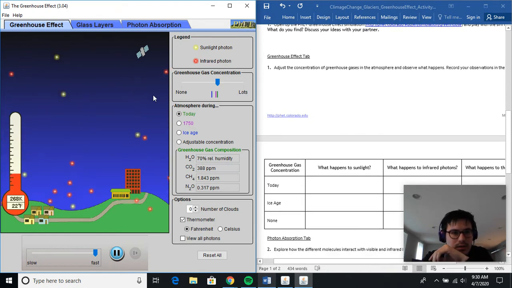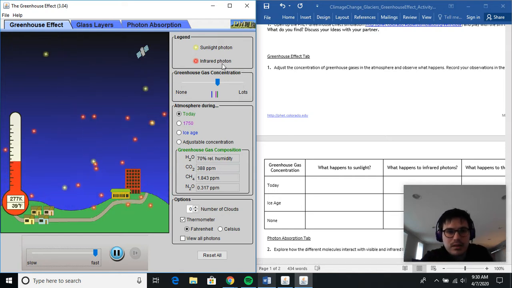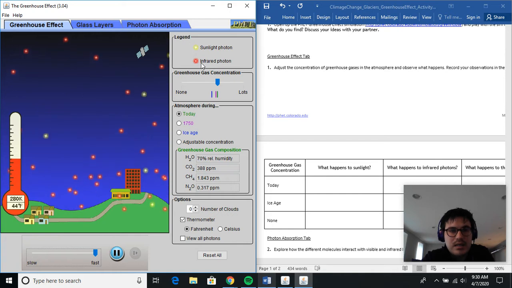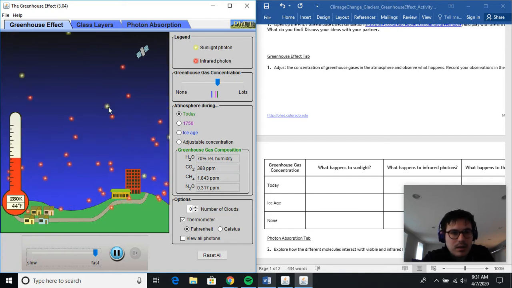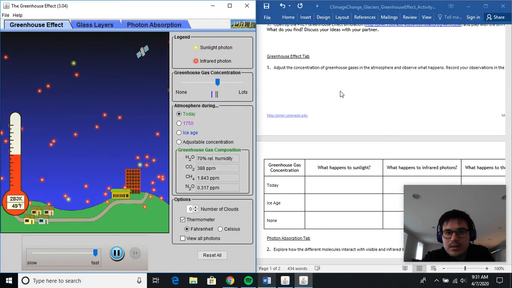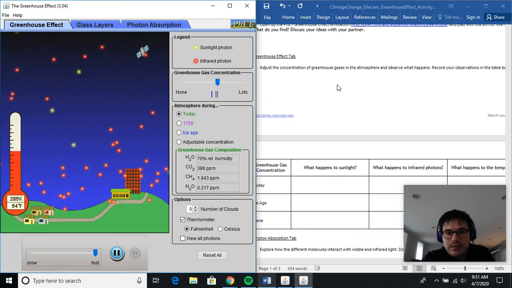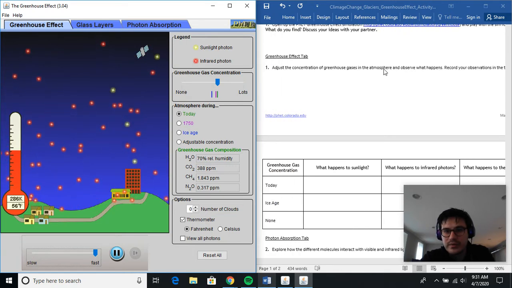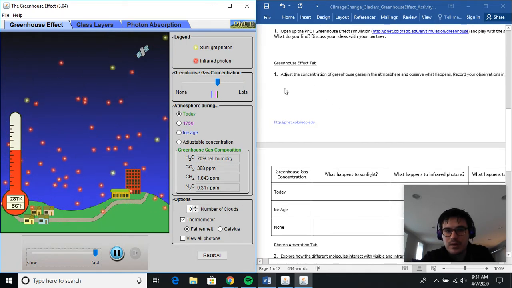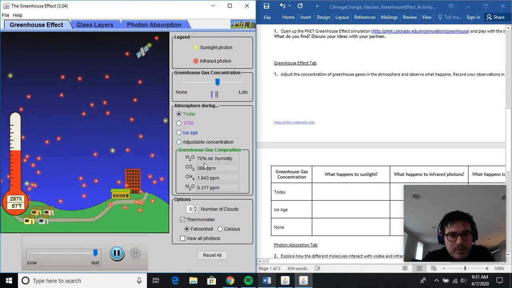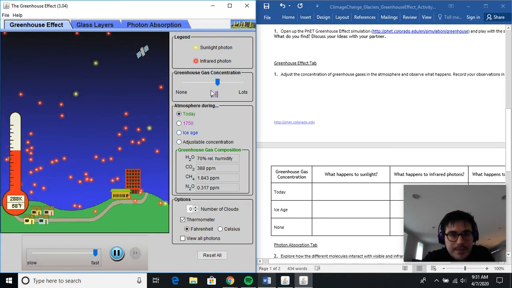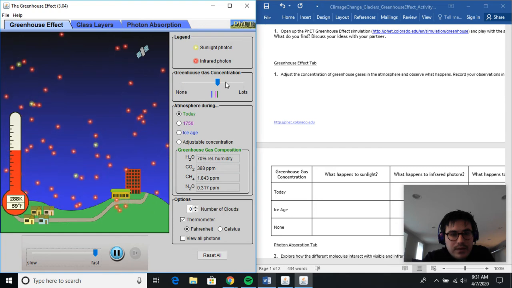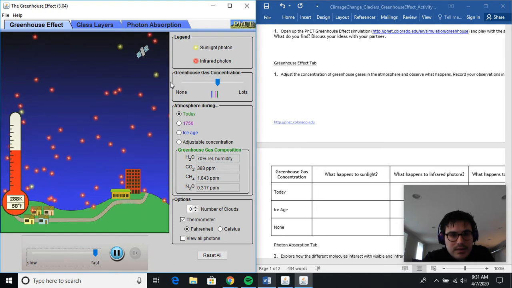Okay, what do you think these little molecules are? Well, the red ones are infrared photons. These are just heat and light. And the yellow ones are sunlight photons. It says adjust the concentration of greenhouse gases in the atmosphere and observe what happens. Record your observations in the table below. So I'm going to be playing around with the different amounts of greenhouse gases. Okay, that's right here. Lots of greenhouse gases, not so much.